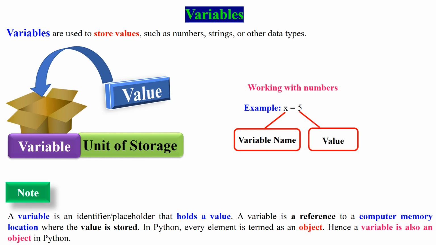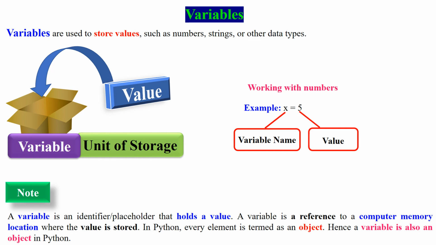Variable is a named unit of storage. A program manipulates its value. Every variable has a type, and this type defines the format and behavior of the variable. Let's see about variables, working with numbers. A variable is a name that refers to a value. You can assign a value to a variable using the equal sign operator. Here's an example: x equals 5. In this example, x is the variable name, and 5 is the value that is being assigned to it.